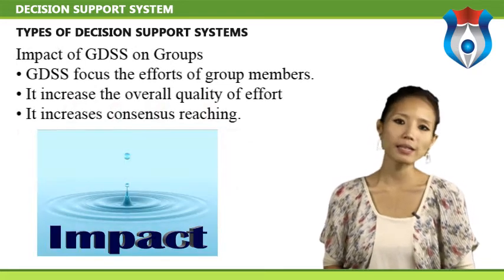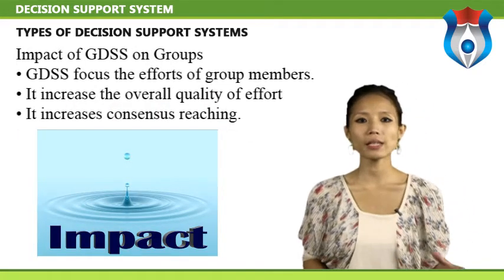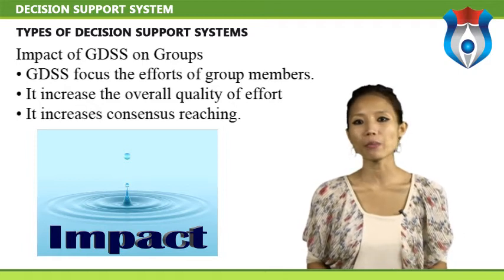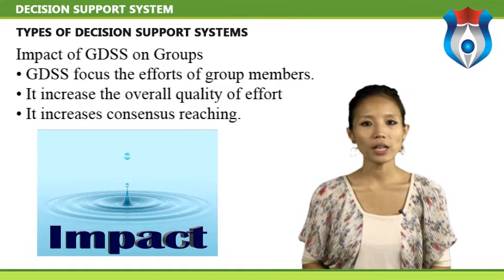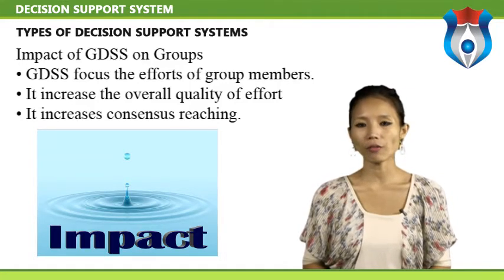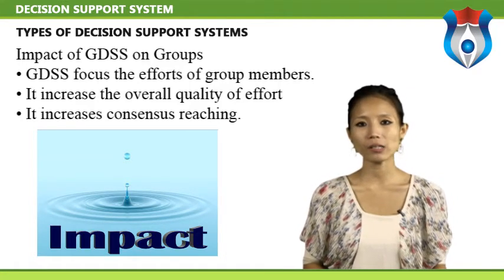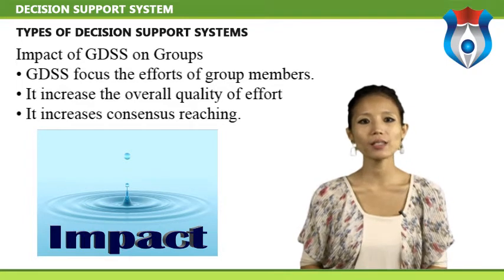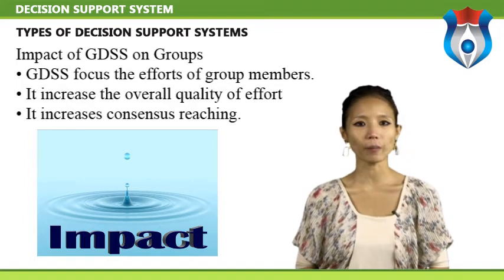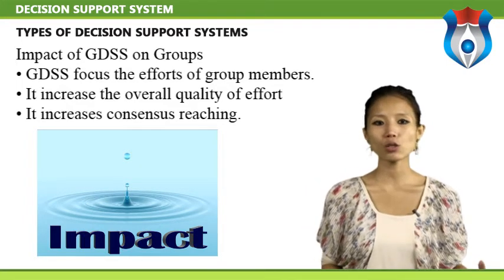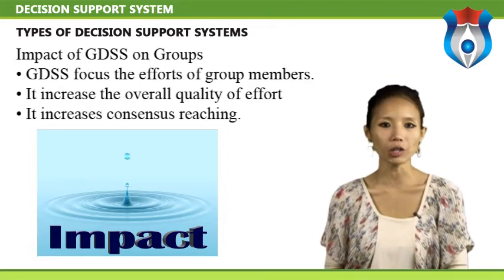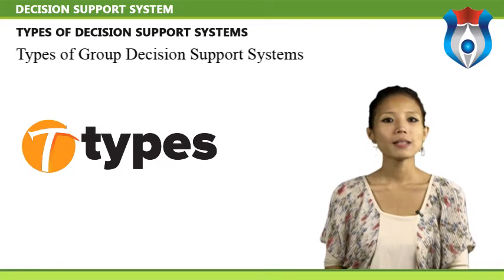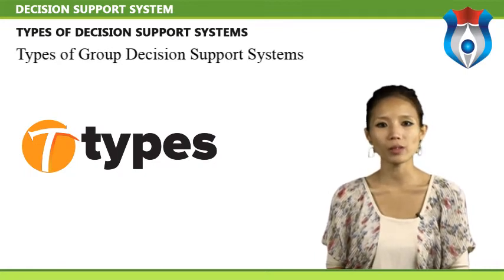Impact of GDSS on groups. GDSS focuses the efforts of group members towards a target or problem to be solved by the group. GDSS increases the overall quality of effort put into the decision process by the group. GDSS increases consensus reaching. How these impacts affect decision time is inconsistent, and depends on efforts on talks and also on increased participation.